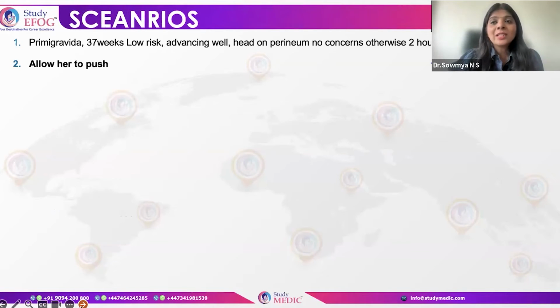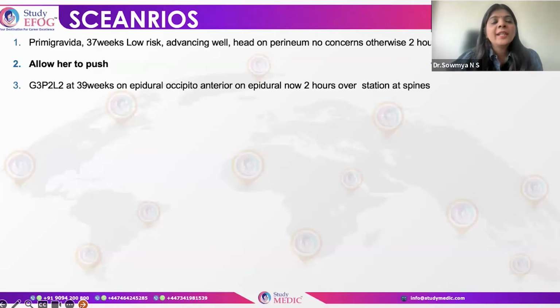Okay. So this is what I was trying to tell. There is no black and white rule. You have to customize according to the patient in front of you. The next one: multiparous at 39 weeks on epidural, occipito-anterior, 2 hours over, station is at spines.